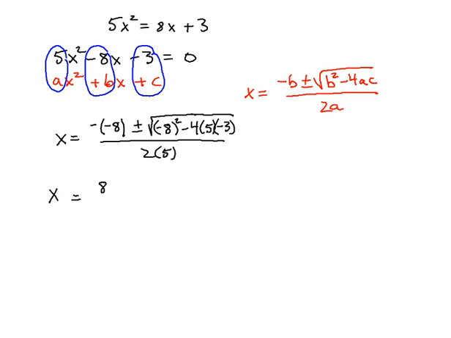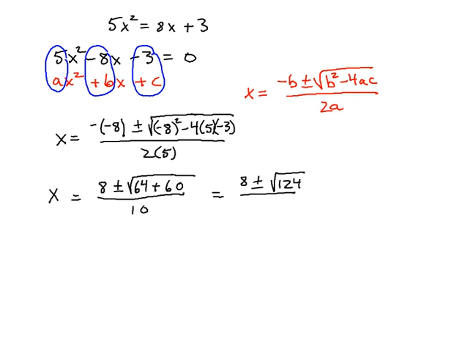Okay, so I have 8 plus or minus the square root of minus 8 squared, which is 64. Notice that I have a minus 4 times 5 times minus 3. That would be a positive 60, and then all divided by 10. So I have 8 plus or minus the square root of 124 divided by 10.